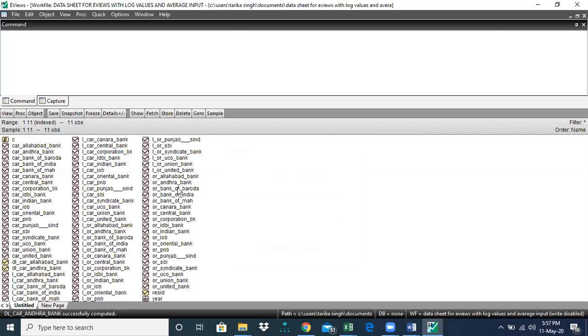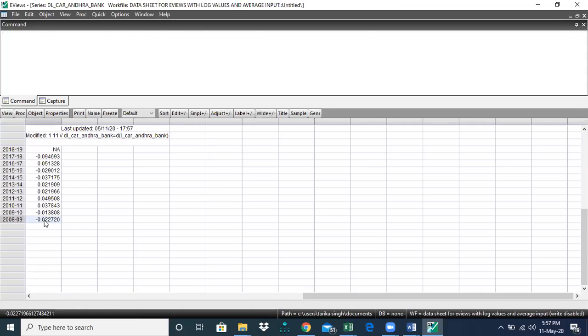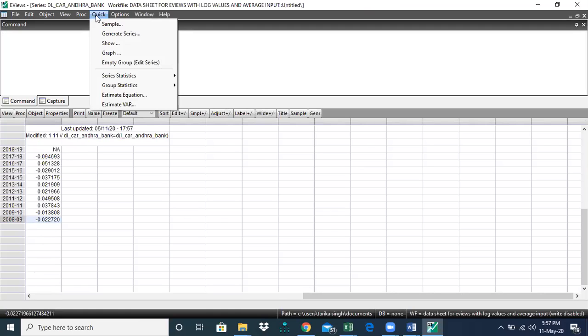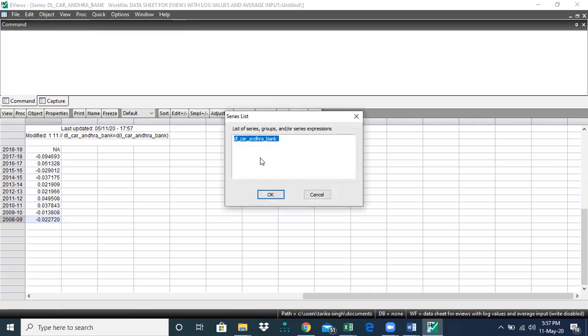So you will see the series generated here with the name D. This is for the first difference. The series will have the first difference value for Andhra Bank. Next, I have to apply the Granger causality test between the two series. If I'm checking the Granger causality, data should be stationary, and stationary data is the first difference data. So rather than using only log value, I'll use the difference value.